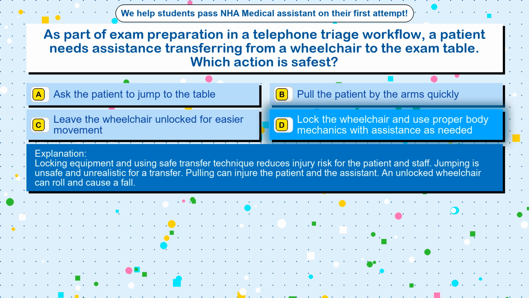Jumping is unsafe and unrealistic for a transfer. Pulling can injure the patient and the assistant. An unlocked wheelchair can roll and cause a fall.